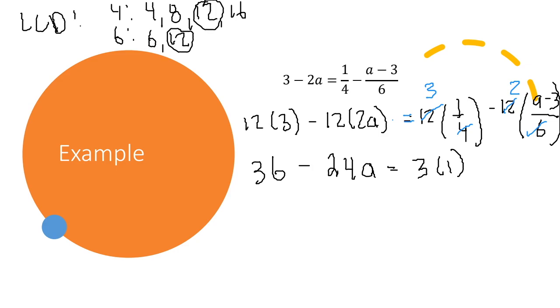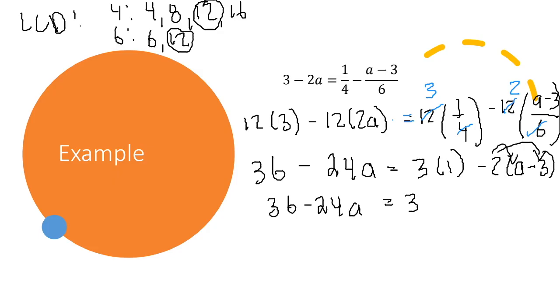Now I'm left with a 3 times 1 here, and then I'm left with a 2a minus 3. So I get 36 minus 24a equals 3. Now, remember, this is expansion, so I have to bring this 2 through. So I'm going to end up with 2 separate terms. So I have negative 2 times a is negative 2a. Negative 2 times negative 3 becomes a plus 6.